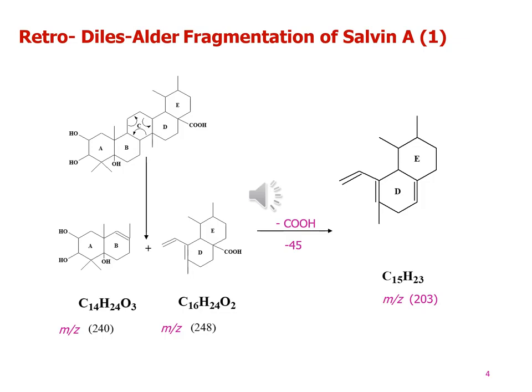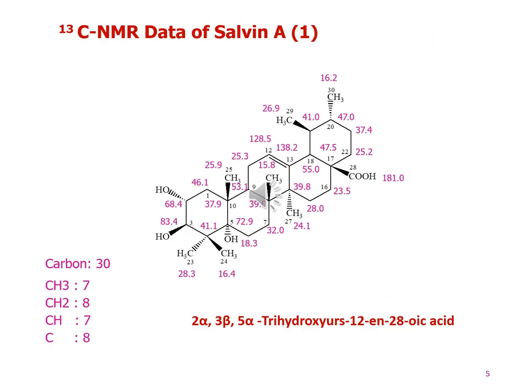ring AB. The fragment at m/z 248 being common to that of ursolic acid allowed us to assign the carboxylic group at the angular carbon 17 position. This was further authenticated by a peak at m/z, that is 203, due to the loss of carboxylic group from the fragment ion at m/z 248. The C13 NMR spectral data of Salvin A is also used to confirm the structure of this molecule.